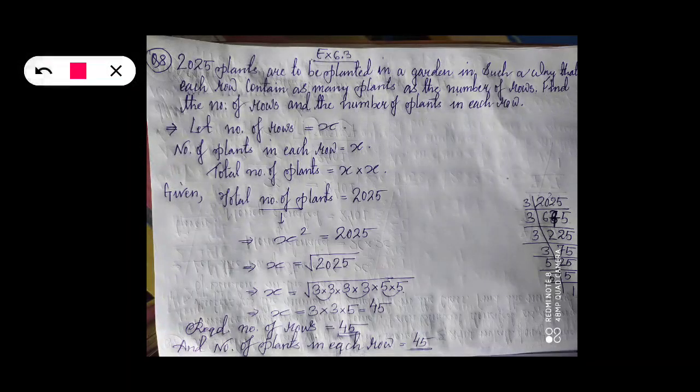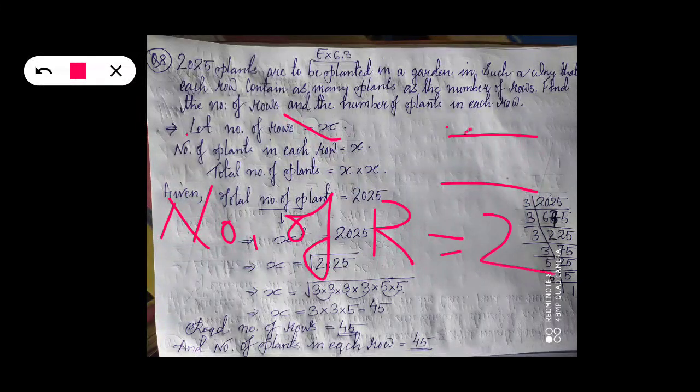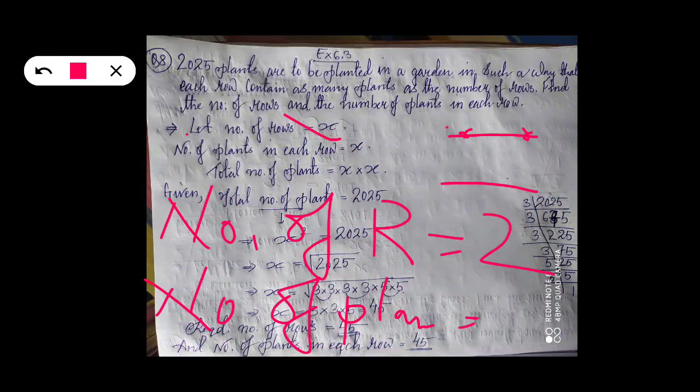Now let's read the question further. Find the number of rows and the number of plants in each row. Let's start. Let the number of rows be x. Suppose the number of rows is 2, then each row will have how many plants? The number of plants in each row will also be 2, because the number of rows is 2.